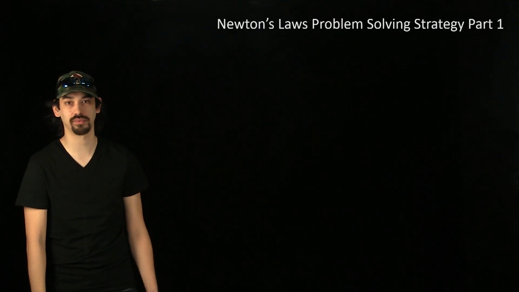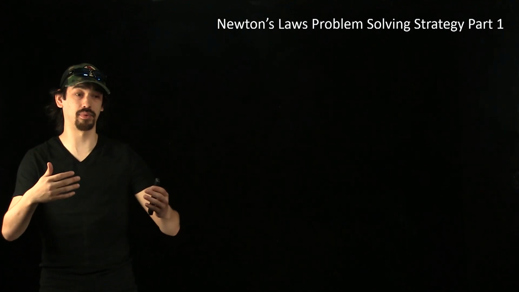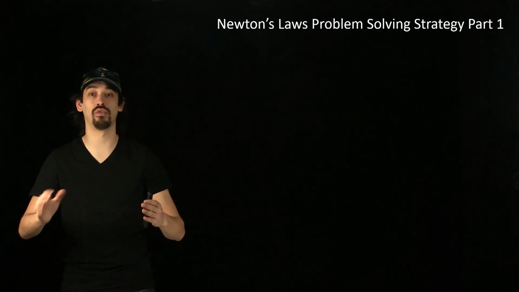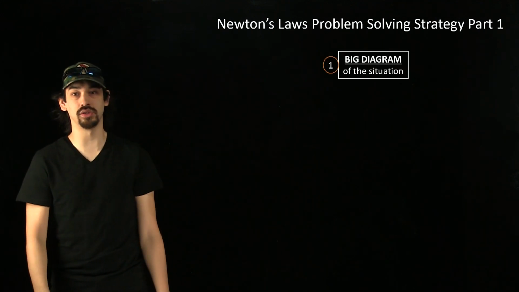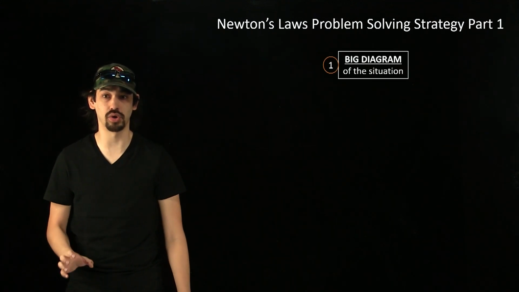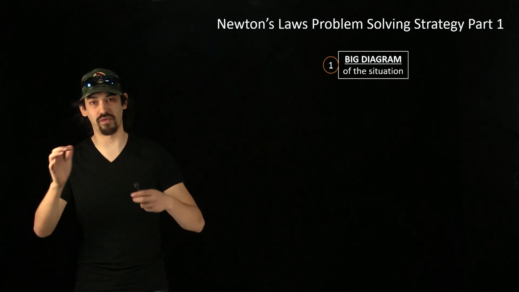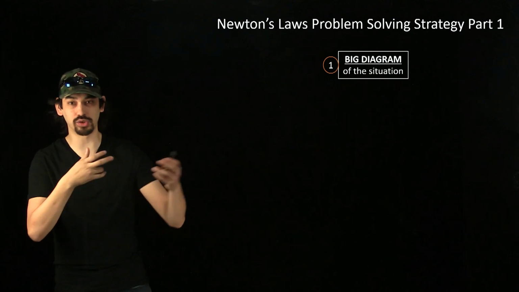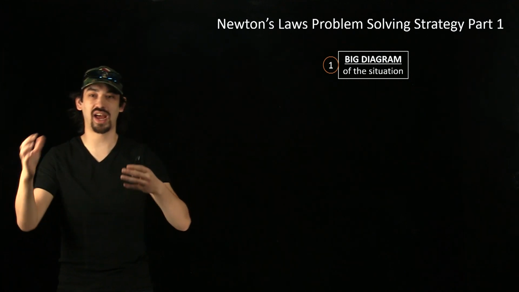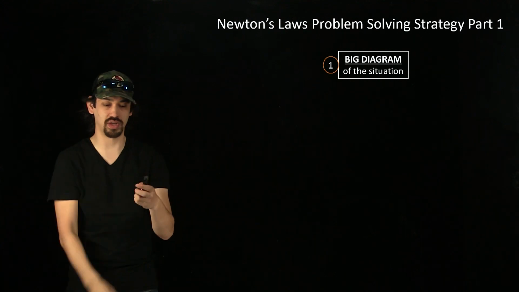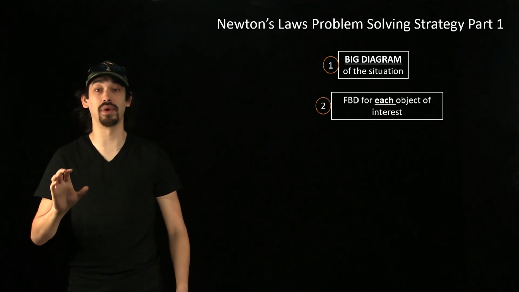Okay, so now what we'd like to do is put together a roadmap, a general way that we can solve just about any problem with Newton's laws. The first thing you want to do is draw a big diagram of the situation. This could have anything you'd like in it. You can add trees, you can add flowers, but it's really meant to help you visualize what's happening with the motion of the object. Once we have the big diagram, we make what's called a free body diagram.